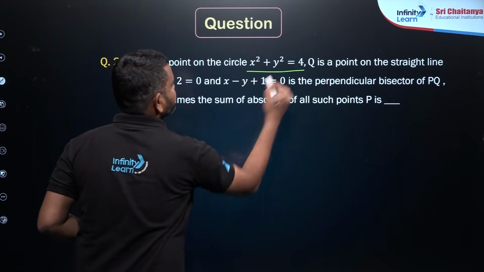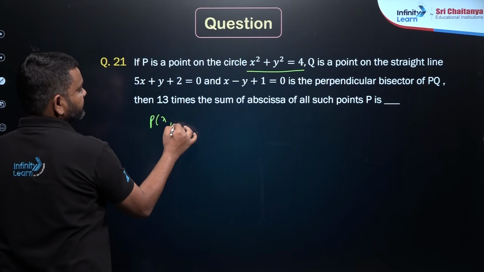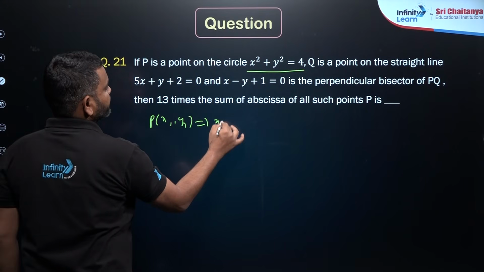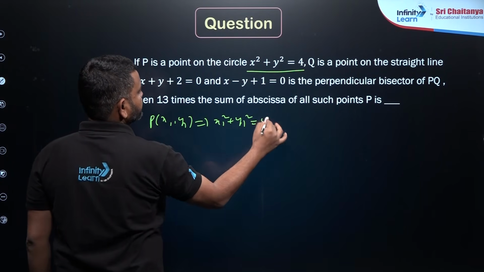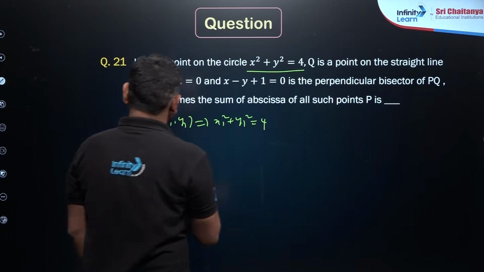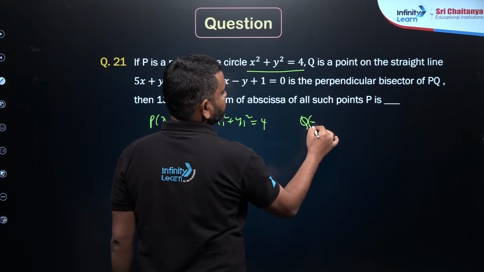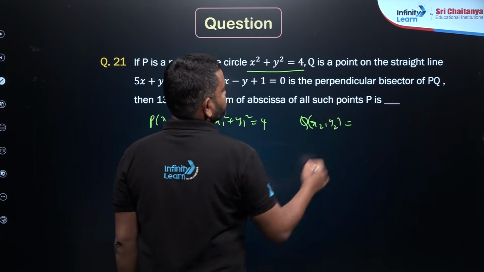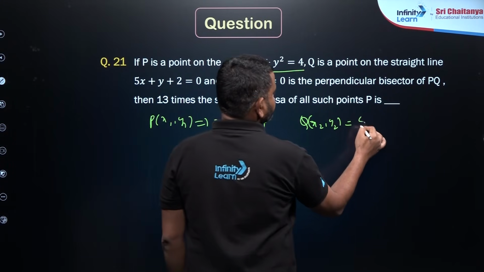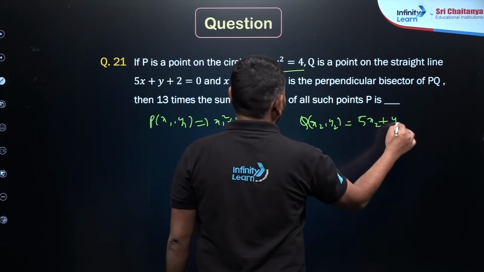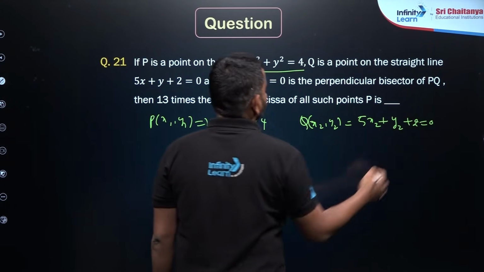P is a point on the circle. So P, I am going to take some x1 comma y1. So this is going to be x1 square plus y1 square is equals to 4. And Q is a point on the line, right? So Q is a point on the line. Q, let us take x2 comma y2. This is going to be 5x2 plus y2 plus 2 equals to 0.